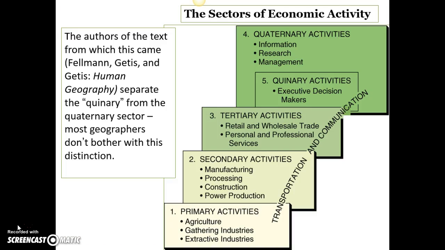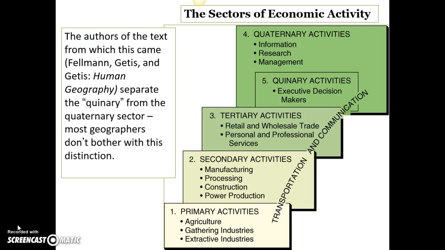So I'm going to steal this slide from the author, from Fellmann, Getis, and Getis, from their Human Geography book. And they do go ahead and separate out quaternary and quinary. Most geographers don't really bother with this, but again, it's good to know. So what you'll notice, so primary activities, again, agriculture, anything extractive, anything involving gathering, okay? Basically, if it's got to do with the earth, it's a primary economic activity. Secondary, we're manufacturing, we're processing, construction, power production, things like that, where we're making something to sell.